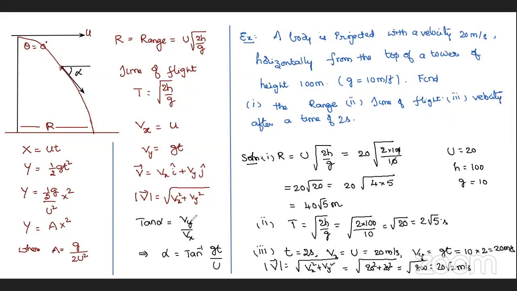And tan alpha is equal to Vy by Vx. If I move to the next page, tan alpha, the direction, is Vy by Vx. Vy I got on the previous page as 20, Vx also 20, so tan alpha is equal to 1. From this you can say alpha is equal to 45 degrees. Tan 45 is 1.